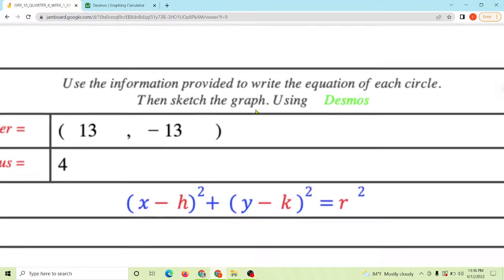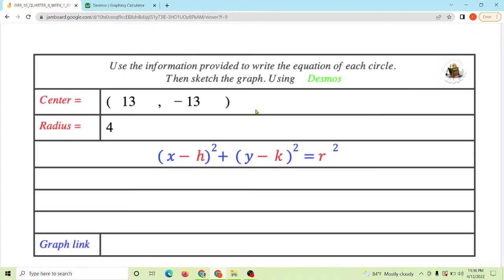Right. So let's look at one more example. Now, use the information provided to write the equation of the circle, then sketch the graph using Desmos. So we have a center and we have a radius. So first step, let's identify our h and our k. So the h is always written first and the k is always written second. Okay. So h is 13 and k is negative 13. The radius is 4, right? So that's my r. Now I'm just going to substitute. So I'm just going to do this substitution. So I'm just going to write that down.